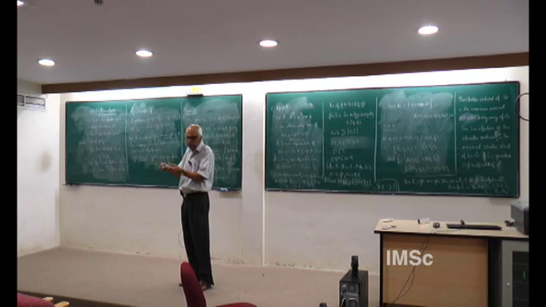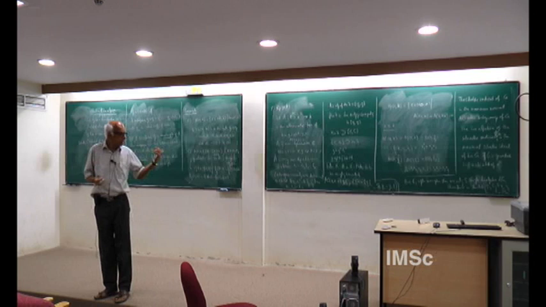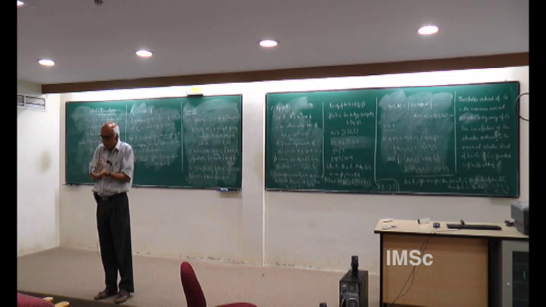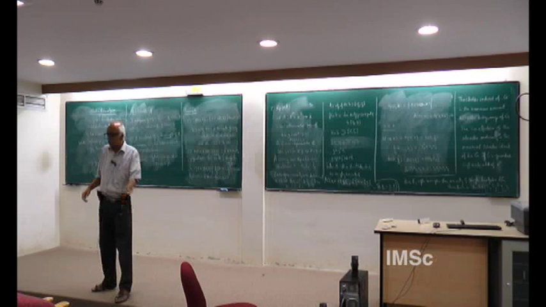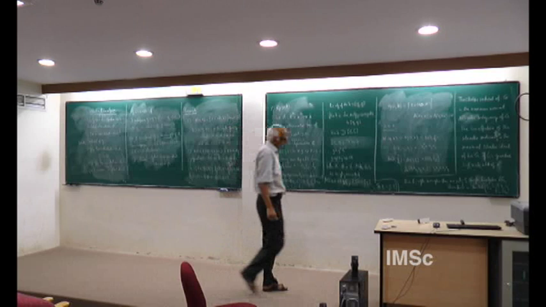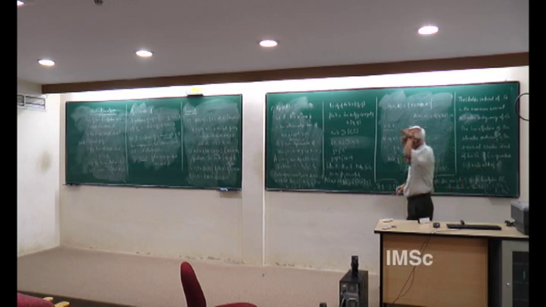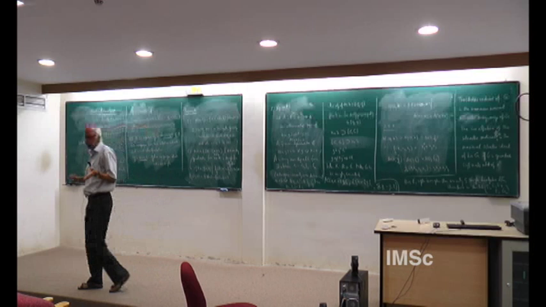Very often, if you want to deal with exceptional groups, it's good to have a standard realization. And E7, E8, I don't know, I myself don't remember. There are some realizations, but I never looked at these things, so I don't really know what the correct realization is. However, handling them is usually done through something called root systems. I'll tell you a little bit about root systems. I cannot really go into details.